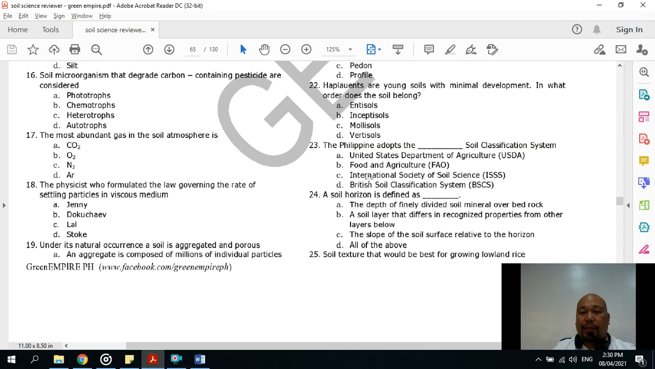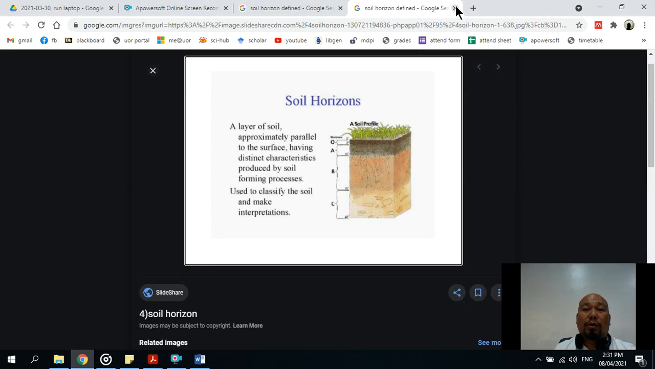But anyway, yeah. So, that was 24. Okay, 25 this time. Soil texture that would be best for growing lowland rice. Without seeing the choices, best kuno for growing lowland rice, and we're talking about texture. Adto sa nato balikan unsa man ang texture.